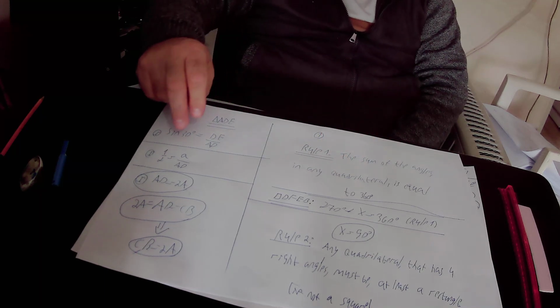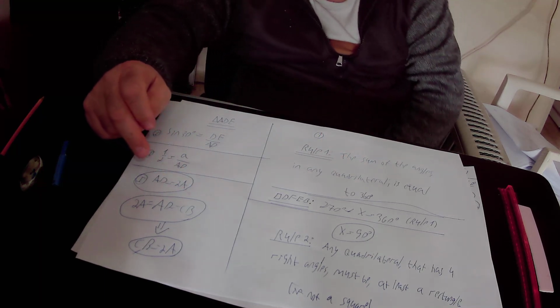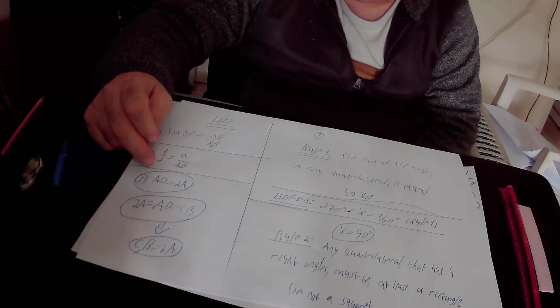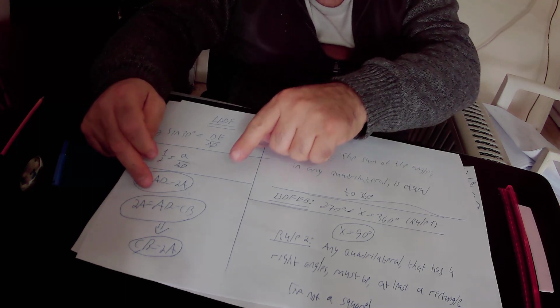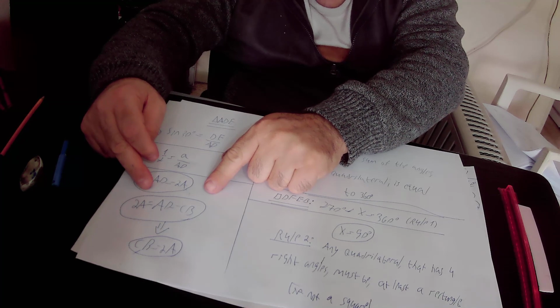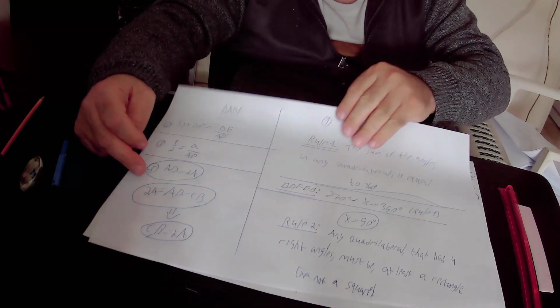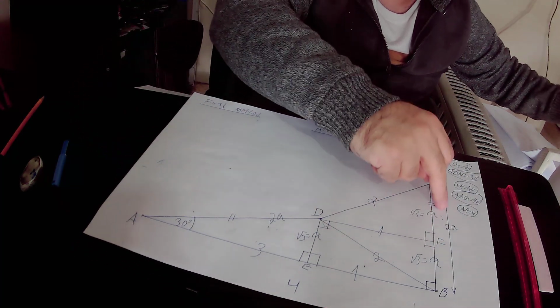But it is given in the question that AD equals CB. But we already found out that AD equals 2A. So from this equation we will derive that CB also equals 2A. So we can write here that CB equals 2A.